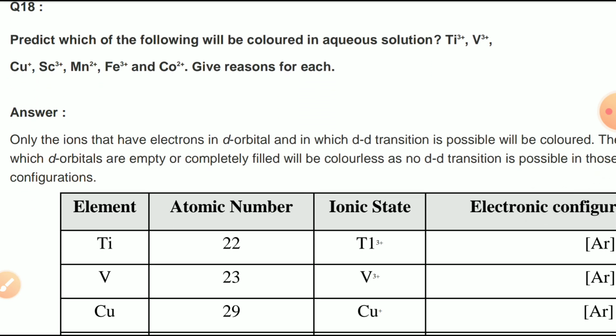Predict which of the following will be colored in the aqueous solution: titanium 3 positive, vanadium 3 positive, copper positive, scandium 3 positive, Mn2 positive, Fe3 positive, and cobalt 2 positive. Give reason for each.